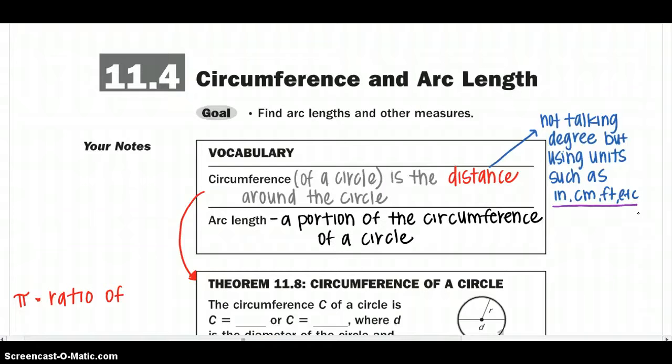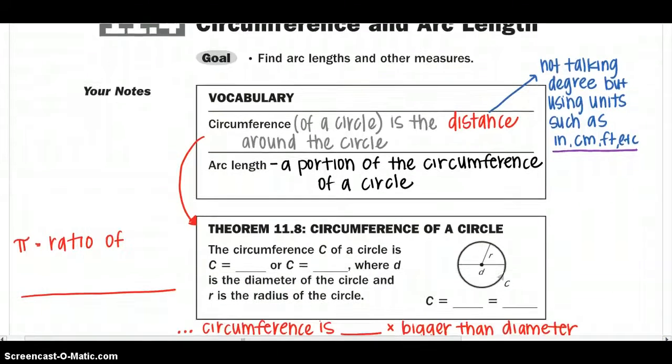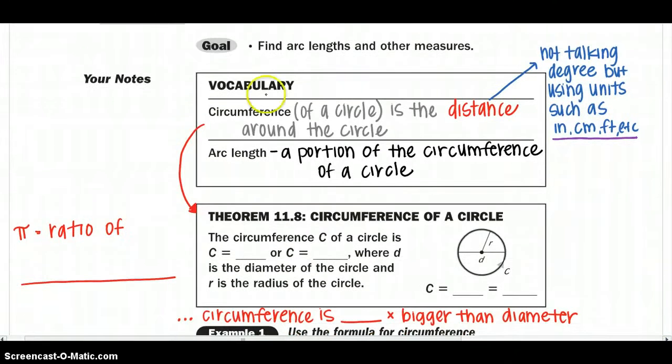But we're also going to use the arc length a little later. And remember, the arc length is a portion of the circumference of a circle. So just part of the outer part of the circle is what we're going to use. Looking at the circumference, many of you might already know this theorem, but Theorem 11.8 says the circumference C of a circle is C equals pi times our diameter, or our circumference equals 2 pi times our radius, where D is the diameter of the circle and R is the radius. So either one of those equations will work.